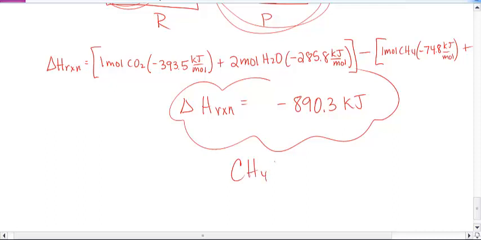is attached to this equation, so then I can do all those interpretations. Oh, delta H reaction is negative 890.3 kilojoules per 1 mole of methane, or per 2 moles of oxygen, or per 1 mole of carbon dioxide. That kind of thing. Still felt long?